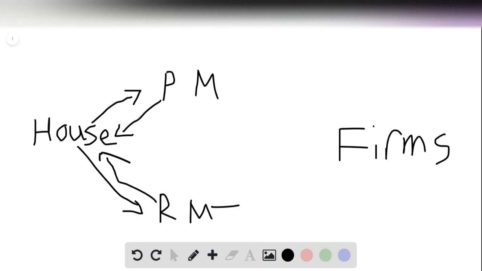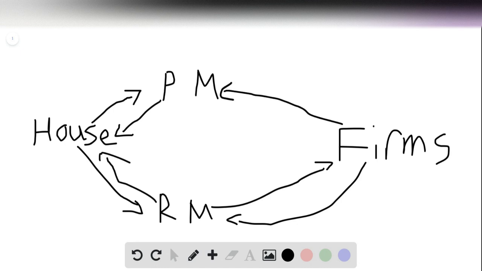The resource market interacts with firms when firms buy their supplies, and firms interact with the resource market in giving the resource market money. Just make sure that we are following this right. And firms interact with the product market by selling their products, and the product market provides cash to the firm. So the circular flow diagram basically shows how the factors of the economy are related.